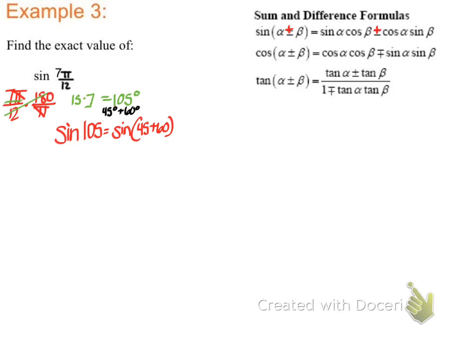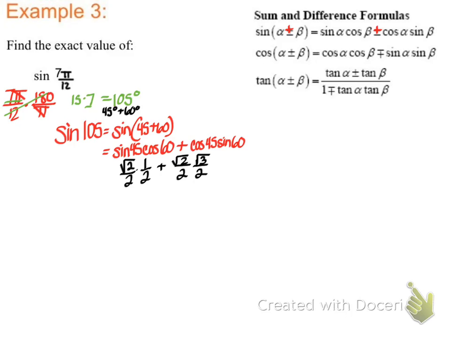Using my addition formula means I'm going to add sine of the angle, cosine of the angle, plus cosine of the angle, sine of the angle. So it'll be sine of 45, cosine of 60, plus cosine of 45, sine of 60. Replacing these with values from my unit circle, I get square root of 2 over 2 times 1/2, plus square root of 2 over 2 times square root of 3 over 2.